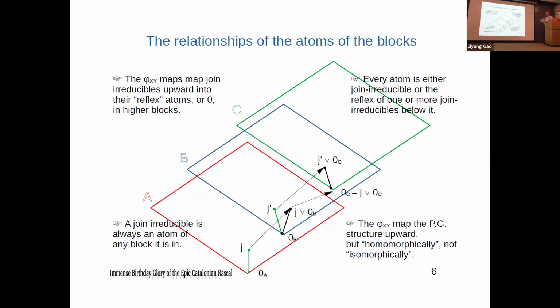Thus, the closure operator is determined by 2 things. One is the closure of sets of atoms within the blocks, which is determined by the projective geometry structure of the blocks. The other is the pattern of how join irreducibles are mapped into their reflexes in higher blocks.